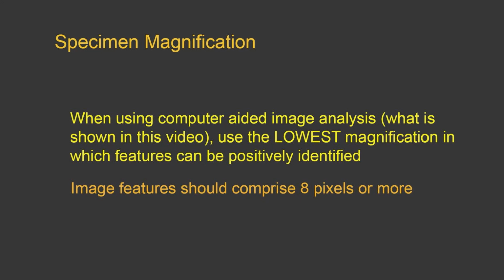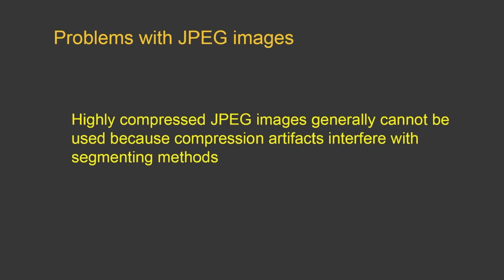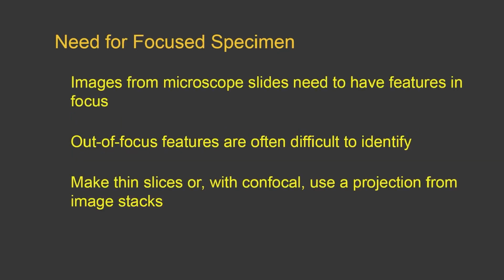Image features should comprise 8 pixels or more so that you're sure to have enough pixels to actually get decent measurements. Highly compressed JPEG images shouldn't be used when segmenting because of compression artifacts. Images from microscope slides need to have features also that are in focus. Out of focus features often contain parts of the image that are difficult to identify. So to solve that problem, you can make thin slices, or with the confocal use a projection from image stacks.